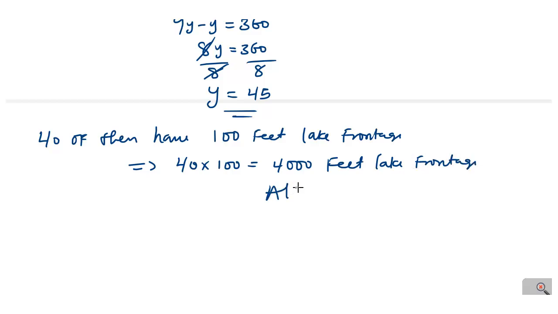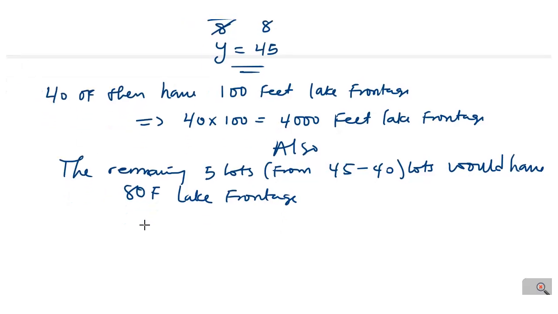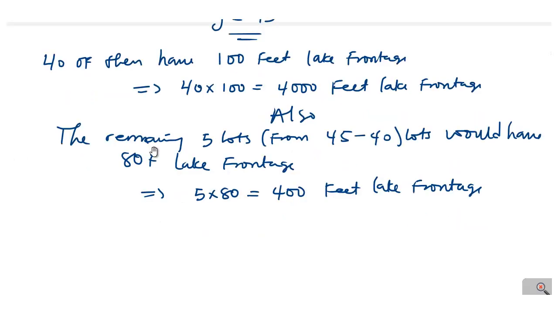Also, from the question, if 40 have 100 feet, it implies that the remaining 5 lots, which is 45 minus 40 lots, would have 80 feet of lake frontage. So 5 times 80 gives us 400 feet of lake frontage.